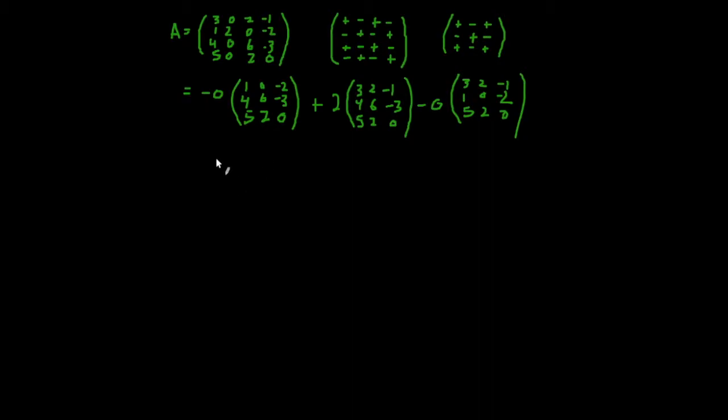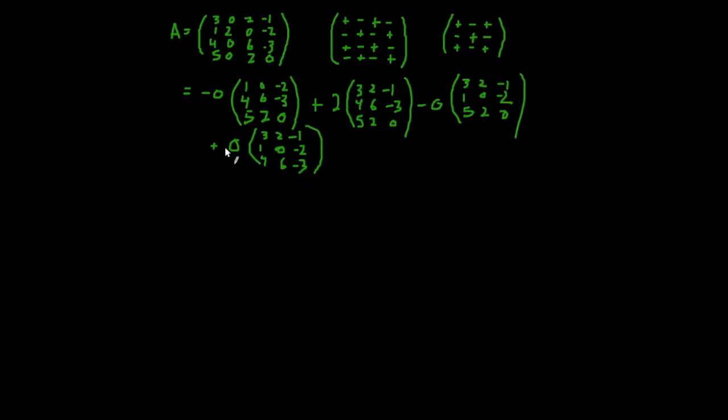It's going to be positive, plus 0 times, and then everything that's not in this row or this column: 3, 2, negative 1, 1, 0, negative 2, and then 4, 6, negative 3.